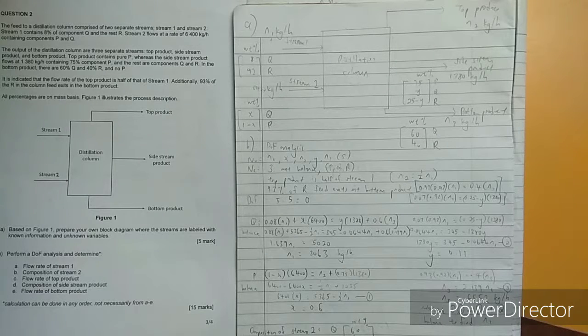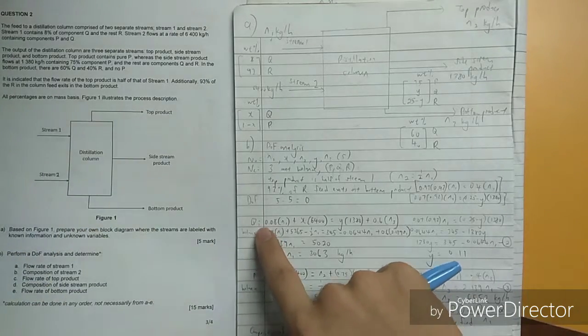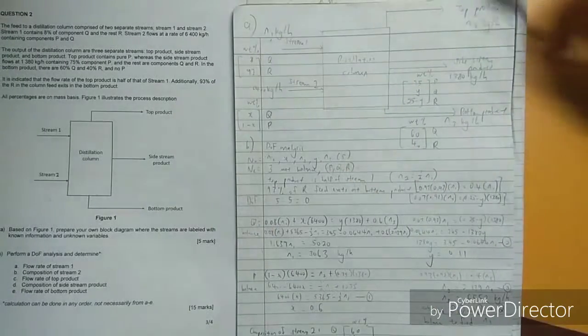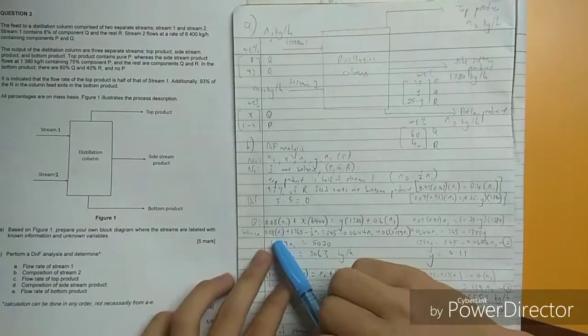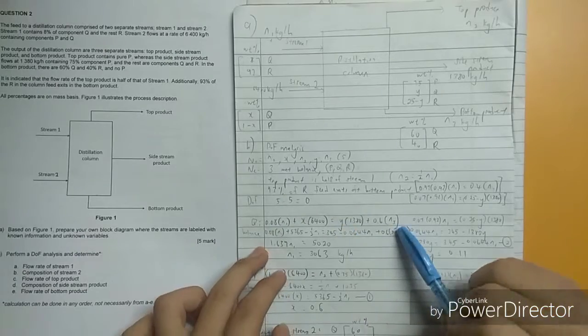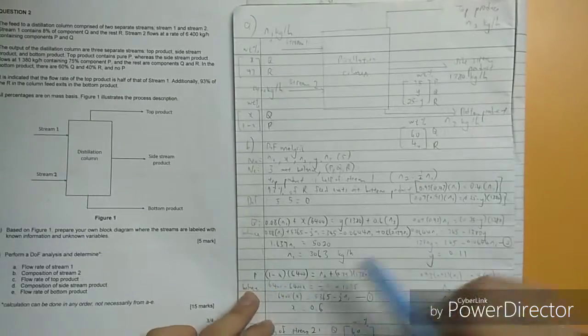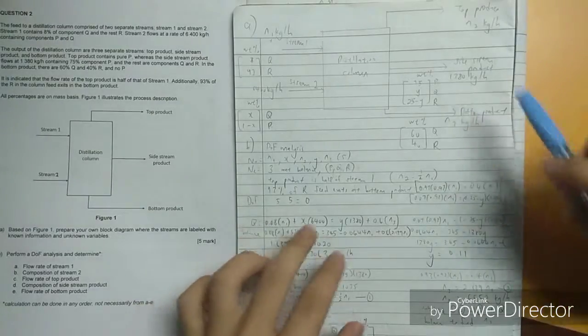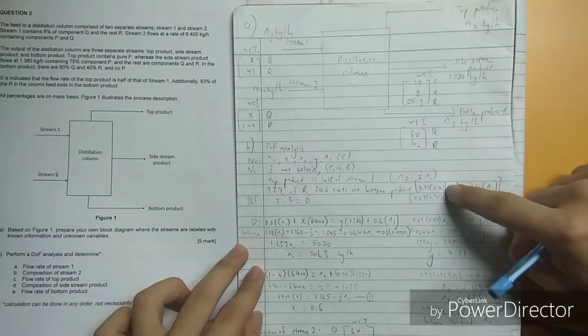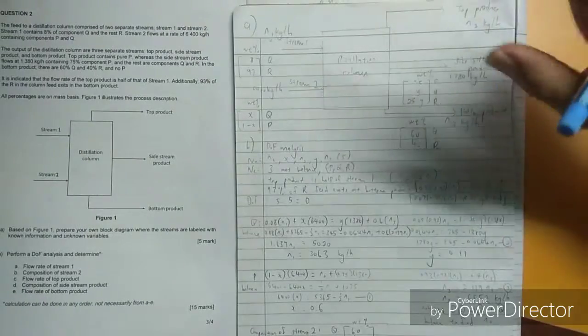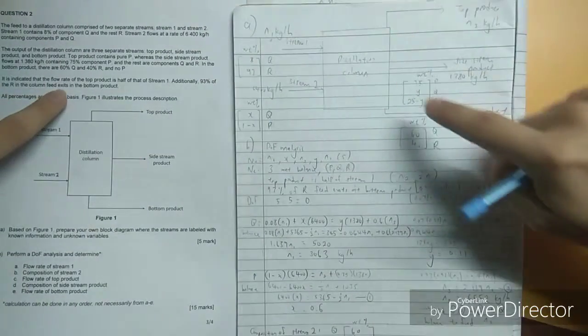As the question mentioned, the calculation can be done in any order, not necessarily from A to E, so we can just start with the equations. We first find the Q balance. There is no Q in the top product, and we substitute it in. After that, we can find the P balance, using the given information that 93% of R in the column feed exits in the bottom product.